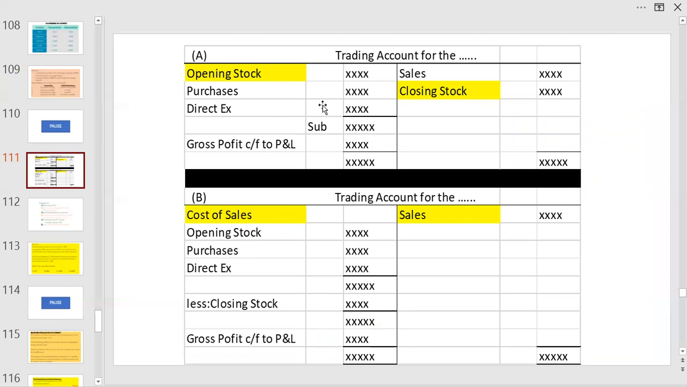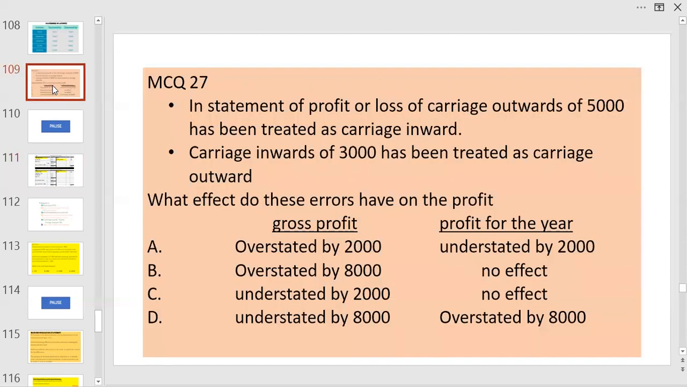Therefore, only if you take this transaction, gross profit is more because the expenditure is less. Gross profit is more by 3,000. So here, two situations. One is gross profit is less by 5,000. The other one is gross profit is more by 3,000. The net effect is 2,000. Therefore, this could be the option.